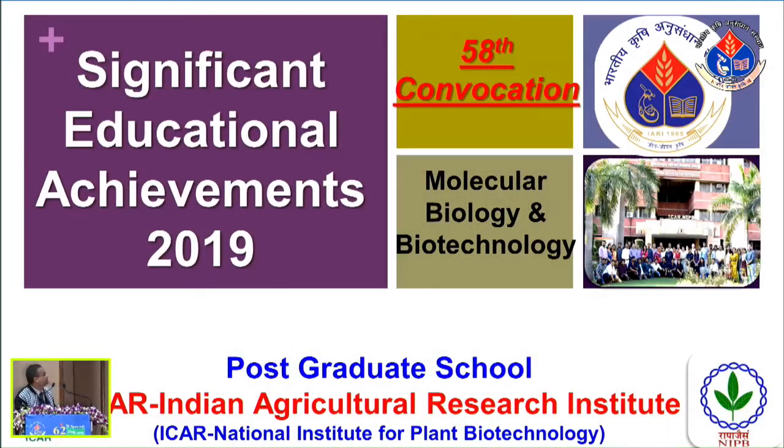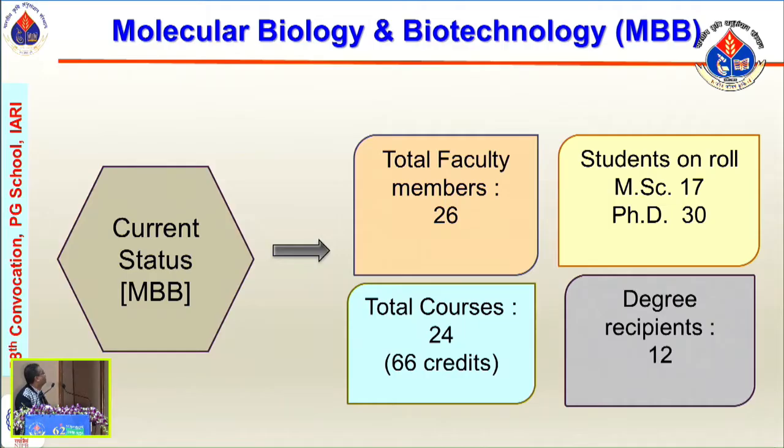Let me present significant educational achievements of the Division of Molecular Biology and Biotechnology. A total of 24 courses encompassing the whole gamut of plant molecular biology and biotechnology are offered by 26 MBB faculty members and also associates from other divisions. A total of 47 students, 17 MSc and 30 PhD students, are studying in the MBB division at present.